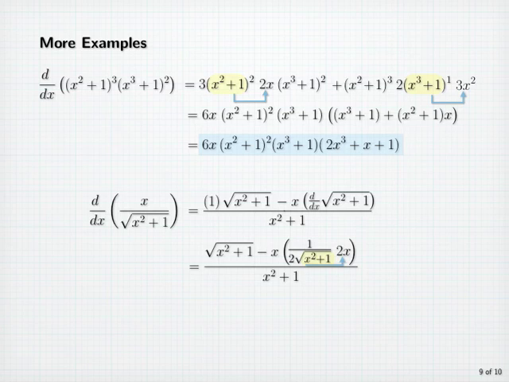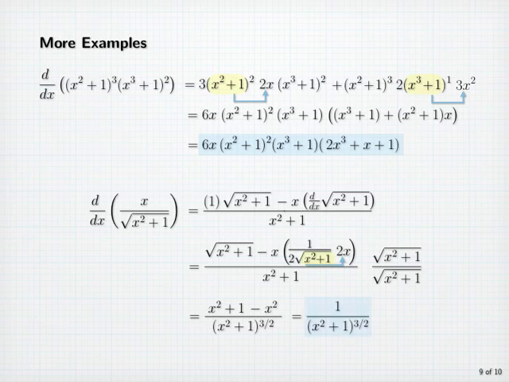Now we'll multiply the numerator and denominator of the entire expression by the square root of x squared plus 1. Now, distributing the square root of x squared plus 1 through the numerator, the first term becomes x squared plus 1, and the second term is just minus x squared. Further simplification now gives us 1 over the 3/2 power of x squared plus 1.